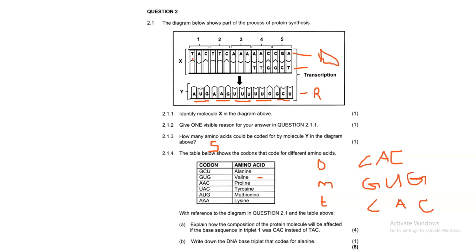So last question, write down the DNA that codes for alanine. So I go and check alanine in the table. Where are you? That's it. That's alanine. It's GCU as my codon. So we know the DNA will be CGA. CGA. So that will be my answer. CGA. That's it, guys. That's another 8 marks.